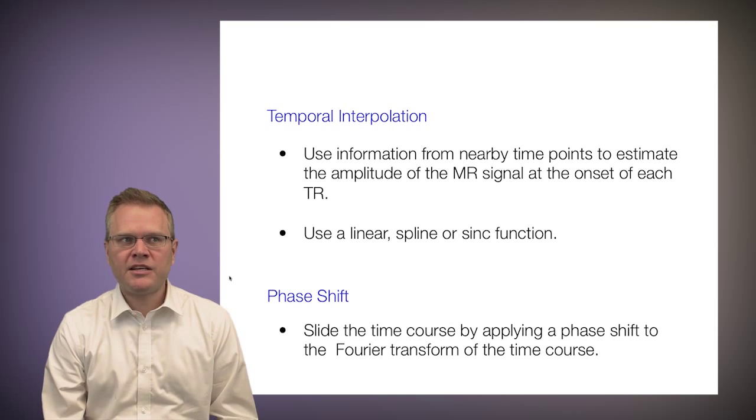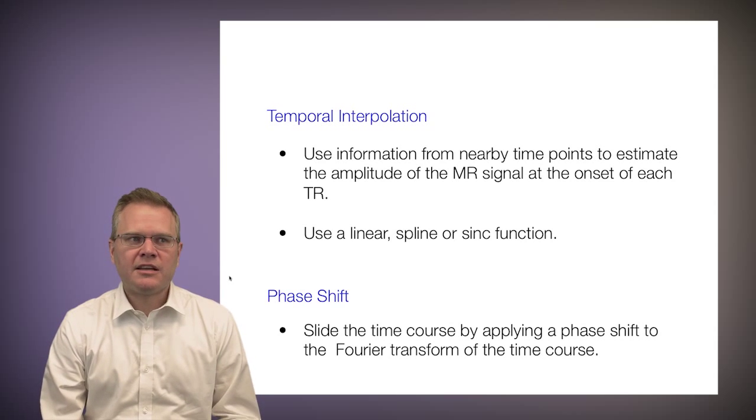With temporal interpolation, we use information from nearby time points to estimate the amplitude of the MR signal at the onset of each TR. Here we can use linear, spline, or sinc functions to interpolate it. Alternatively, we can use Fourier methods and phase shift methods and slide the time course by applying a phase shift to the Fourier transform of the time course. Either of those methods work fine.